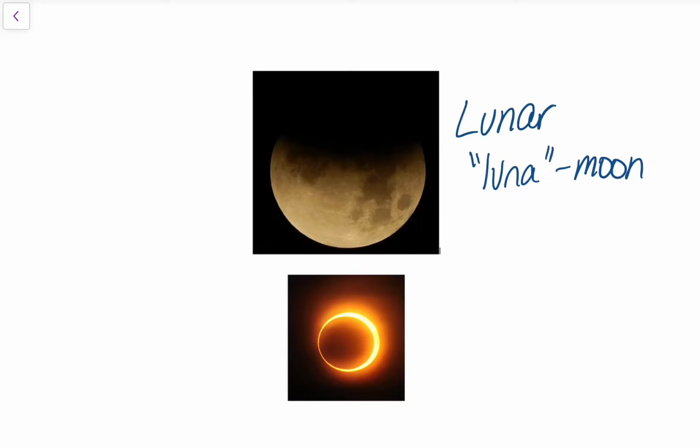The second type of eclipse is called a solar eclipse. The word sol means sun. So a solar eclipse is when the moon blocks the light from the sun. The moon passes in front of the sun. Let's look at these in more detail.